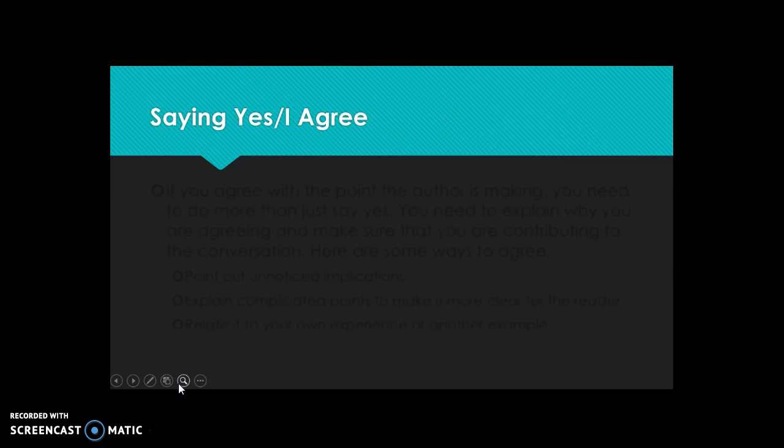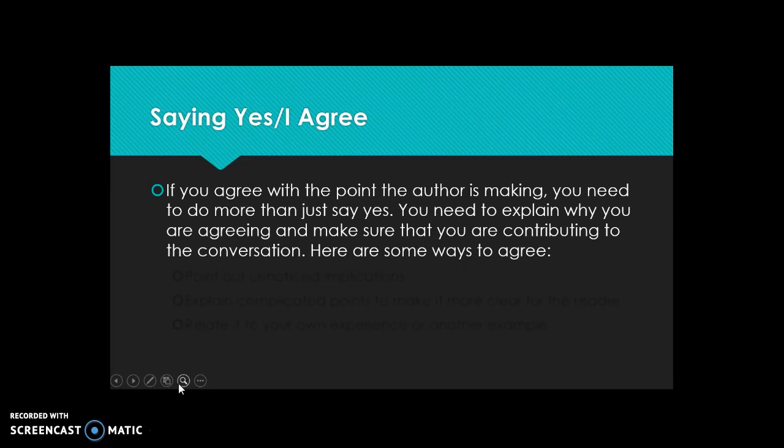If you're saying yes or I agree, you need to do more than just say yes. You need to explain why you are agreeing and make sure that you're actually contributing to the conversation, moving the point forward. There's a couple of different ways that you can do this. These are not exhaustive lists, but these are just some examples.